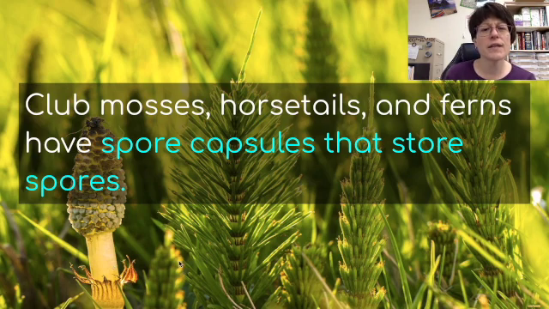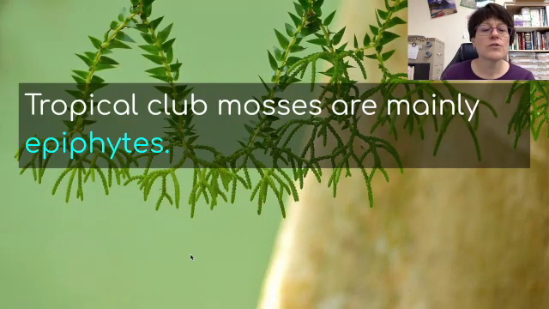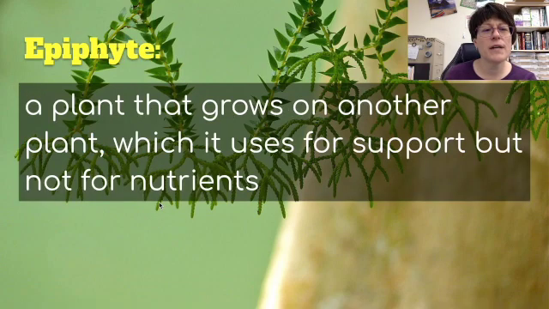The gametophyte is very small, and you will probably never really see or notice one. Tropical club mosses are mainly epiphytes. This is a club moss, and we'll be looking at club moss from around here. This part here is what produces the spores, so this is the sporophyte of the club moss. An epiphyte is a plant that grows on another plant, which it uses for support but not for nutrients. What you can't see here is that this is hanging down from a tree, so this club moss is an epiphyte.